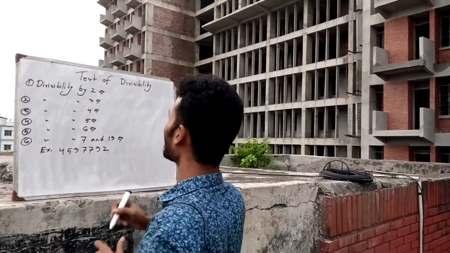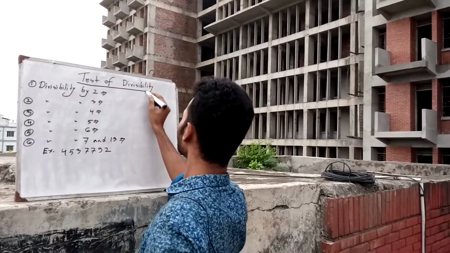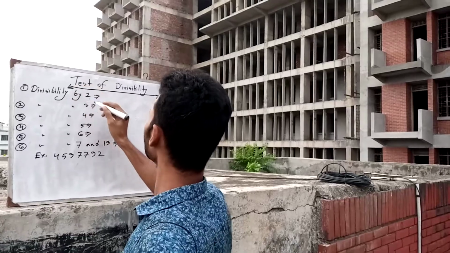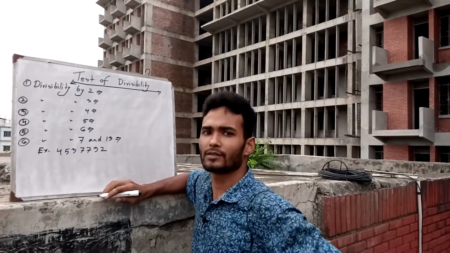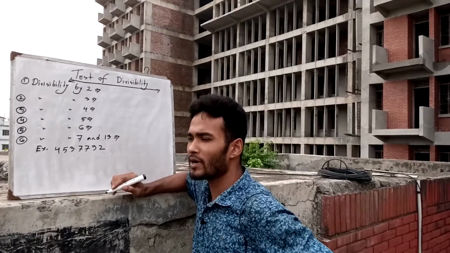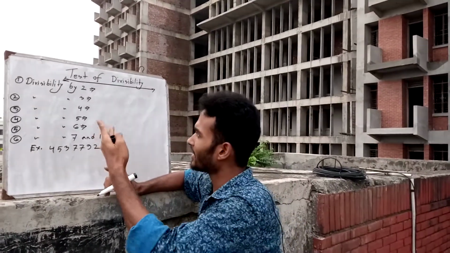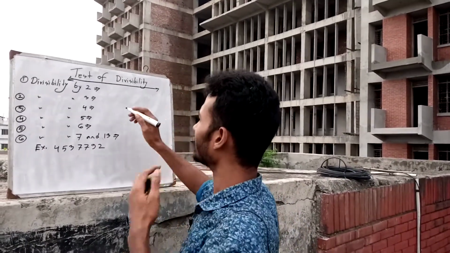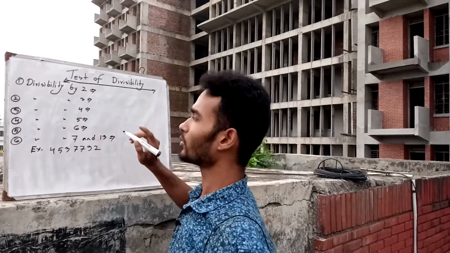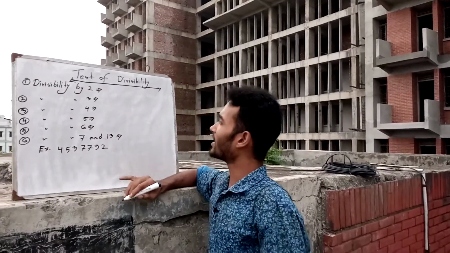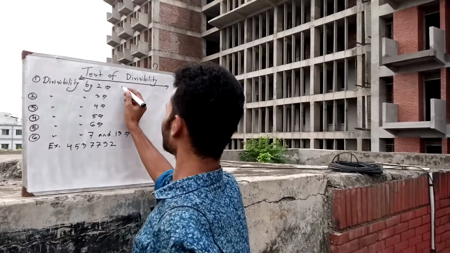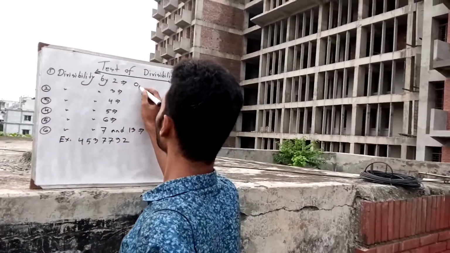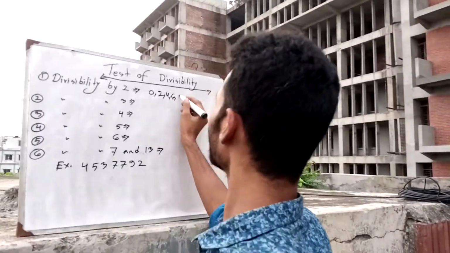For now, I'm going to talk about tests of divisibility. A test of divisibility tells whether a number will be divisible by any of the numbers like 2, 3, 4, 5, 6, starting from 0 up to 9. Considering divisibility by 2, the number will be divisible by 2 when the unit digit, the ones digit, is 0, 2, 4, 6, or 8.